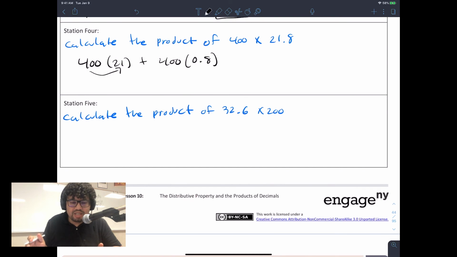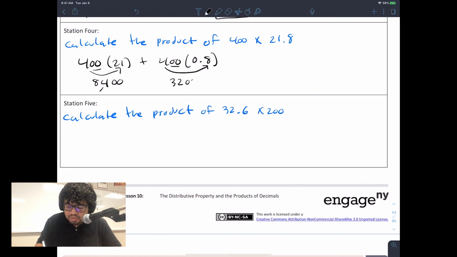Well, think about this. 4 times 10 is 40. So that means that 4 times 20 is 80. So that means that 4 times 21 is 84. Then you add the 2 zeros. That's 8,400. So then you multiply 400 times 0.8, which is 4 times 8. Okay, ignore the 2 zeros for now. So 4 times 8 is 32.